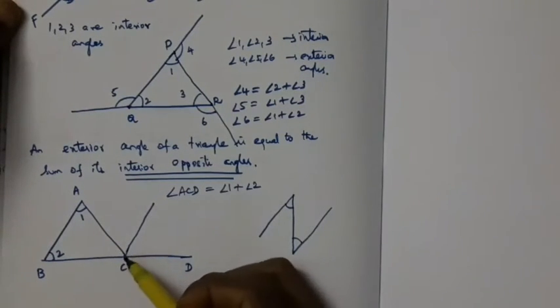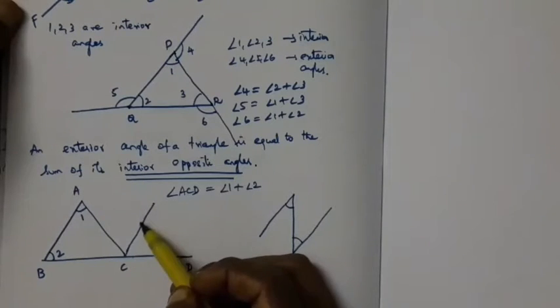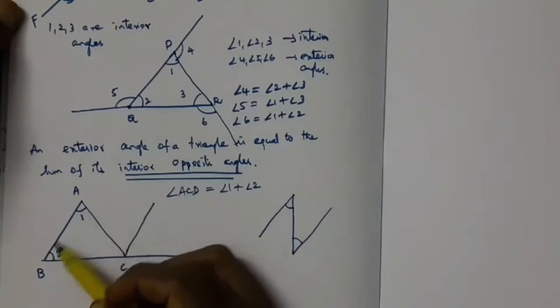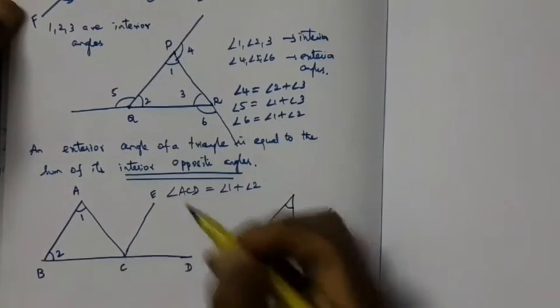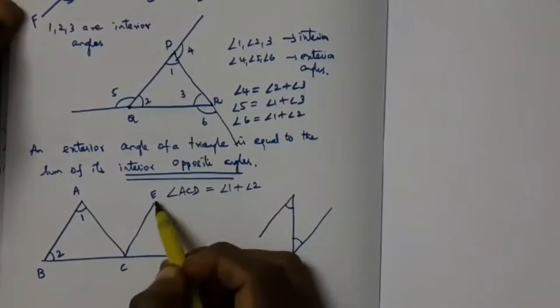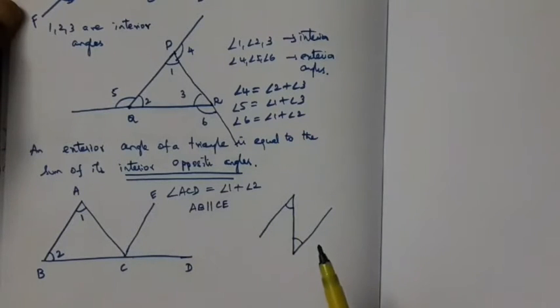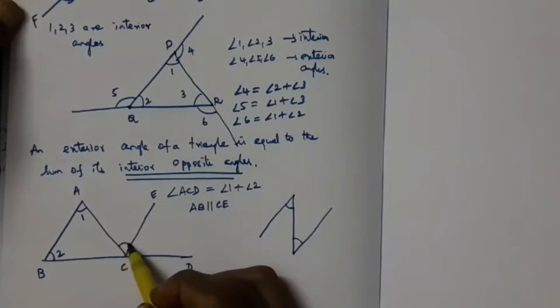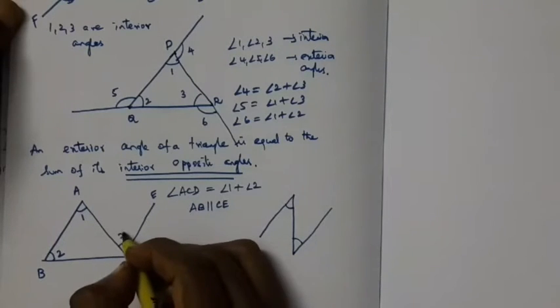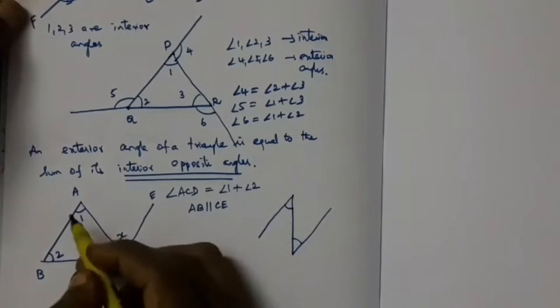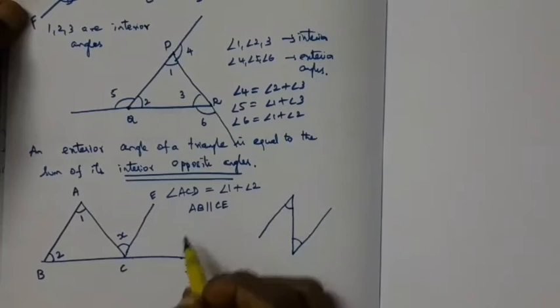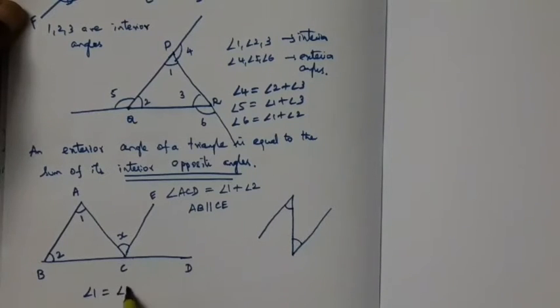First I am drawing a line parallel to the line AB. Draw a line CE such that AB is parallel to CE. I am marking this angle as X. Since these two lines are parallel, angle 1 will be equal to angle X.